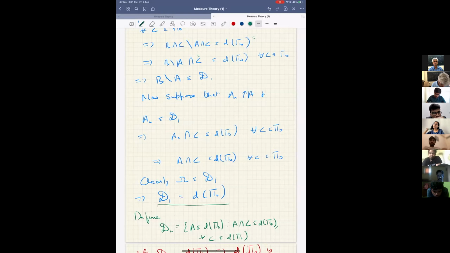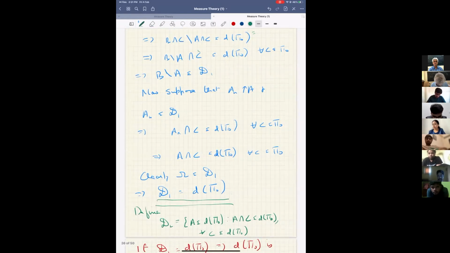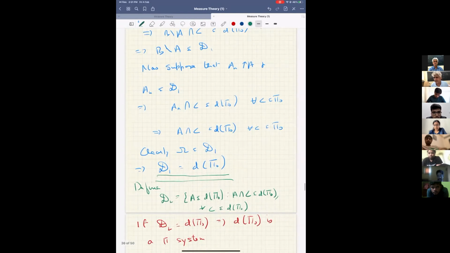So we've shown that D1 is equal to D of pi 0. Okay. What we wanted to show was, basically, that D of pi 0 is a pi system. That's where we want to go. And what we've achieved right now is that we've shown that D1 is in D of pi 0.